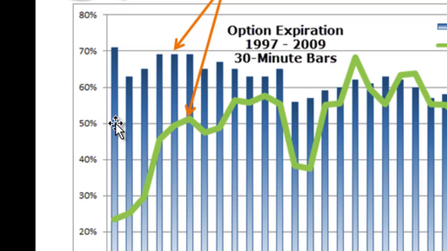So each one of these bars represents a 30-minute time frame on option expiration day and going forward. So this is from 8:30 to 9 Central, and bar 2 is from 9 to 9:30 Central. Bar 3 is from 9:30 to 10 Central a.m. And bar 4 is from 10 to 10:30 a.m. Central. So you get the idea. And what this is showing is whether the market is up or down from the open of that day.